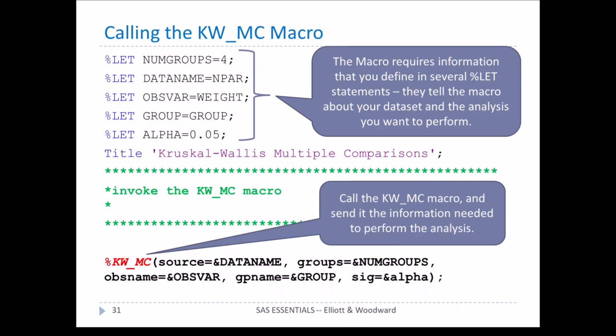First, we need to know the number of groups. In this case, it's 4. The data name is NPAR. The observation variable is weight. The grouping variable is called group, and the alpha level we're going to be using is 0.05. At the bottom of this screen, you can see where we're calling the macro called KW_MC, and we've assigned all of these pieces of information. Notice the ampersand before each one because they're macro variables: source equals data name, groups equals number of groups, and so on. Those are the things that we defined earlier. So that's how we call this macro to do the analysis that we're interested in.